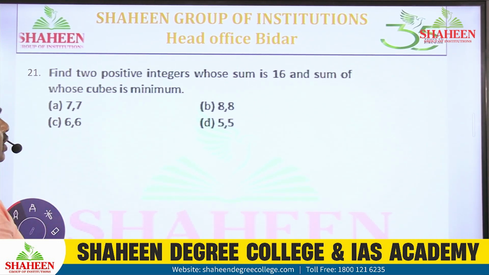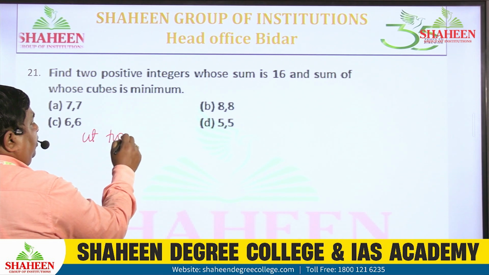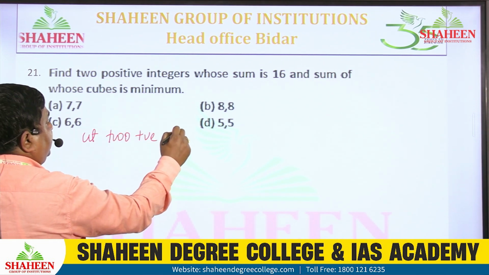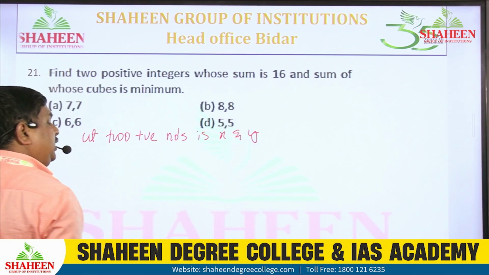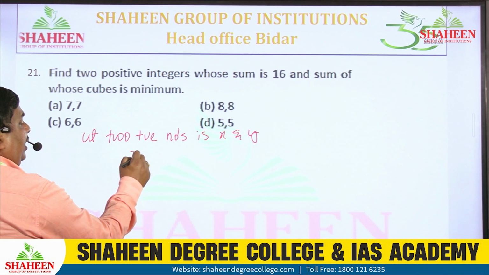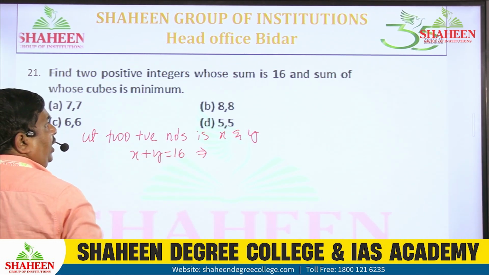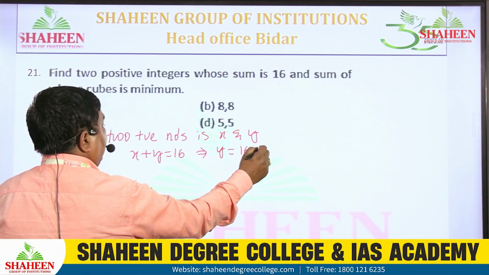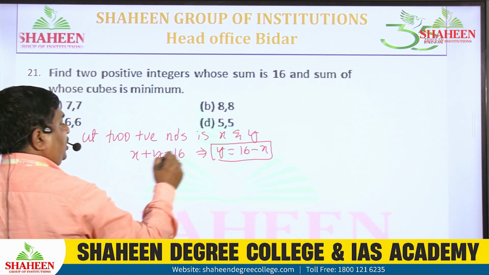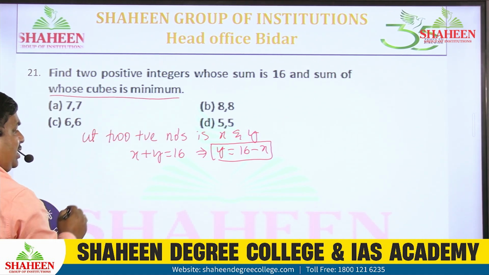Find two positive integers whose sum is 16. Let us take the two positive numbers as x and y. It is given that x plus y is equal to 16, so y equals 16 minus x. And we require the sum of whose cubes to be minimum.